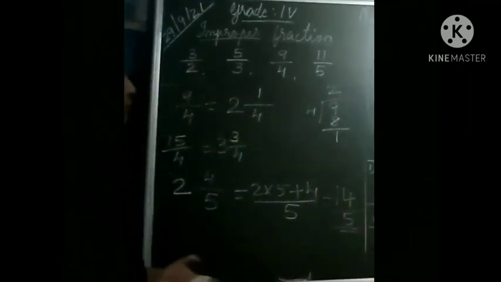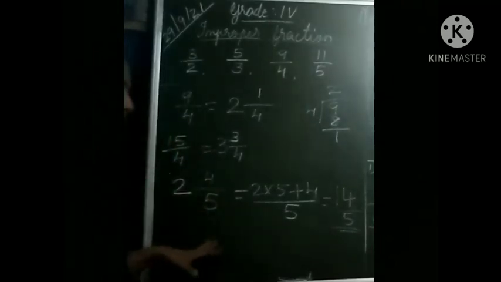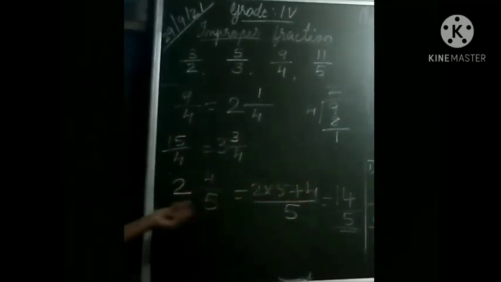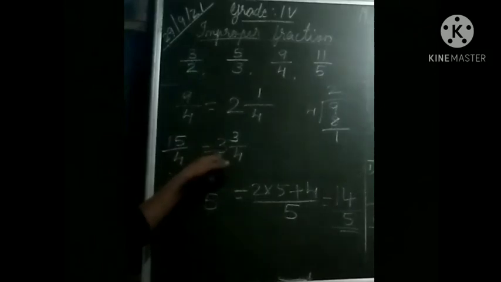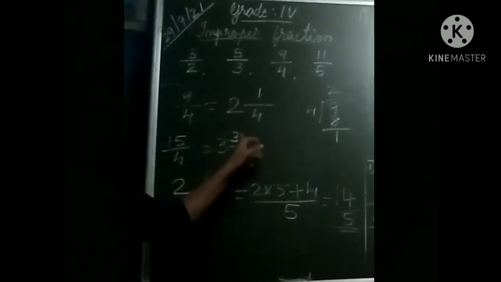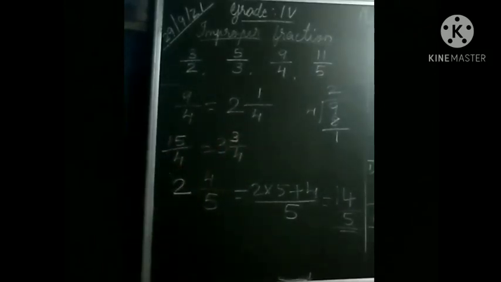Then this is the way of converting improper into mixed and mixed into improper. When 3 numbers are there, multiply and add. When 2 numbers are there, divide and write the quotient as the whole part, the numerator as the remainder, and the denominator the same.